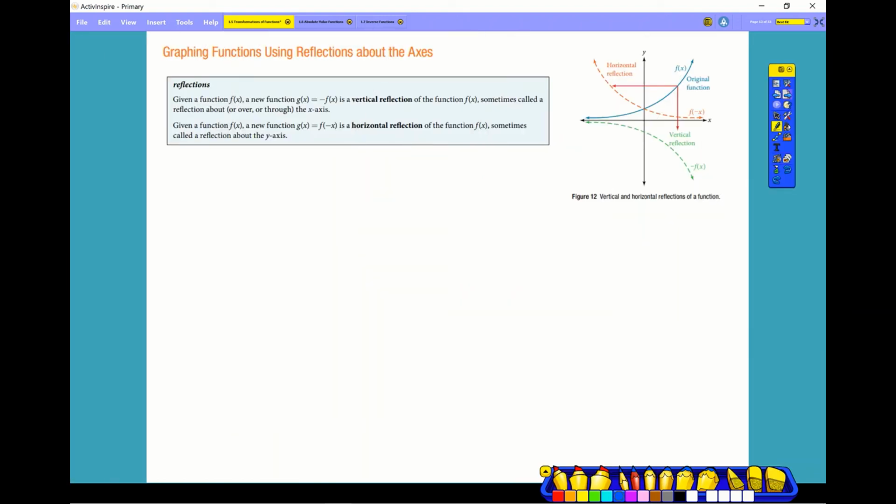And I think I'm going to stop there because that was quite a bit of a chunk of information. You can maybe go ahead and get started on the problem section, problems that involve that information. And we will do reflections about the axes, which is slightly more difficult. And we'll do that in the next video.